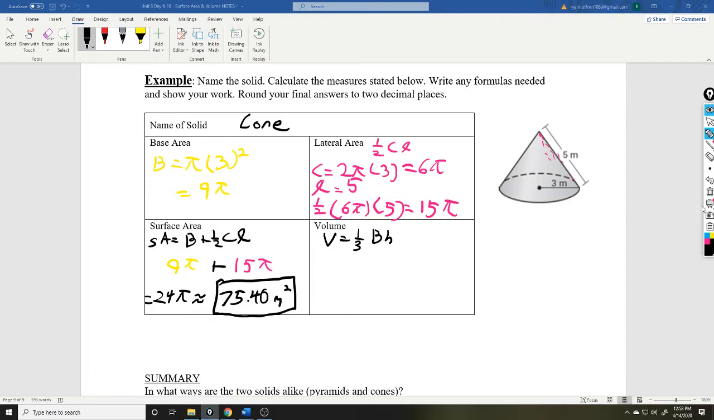For volume, volume is 1/3 times the area of the base, that's 9 pi, times, no, we were almost done. We don't have the height. Now we've got to do the height. Here it is. Here's the height, straight from the center, looking directly up to the top. There it is.